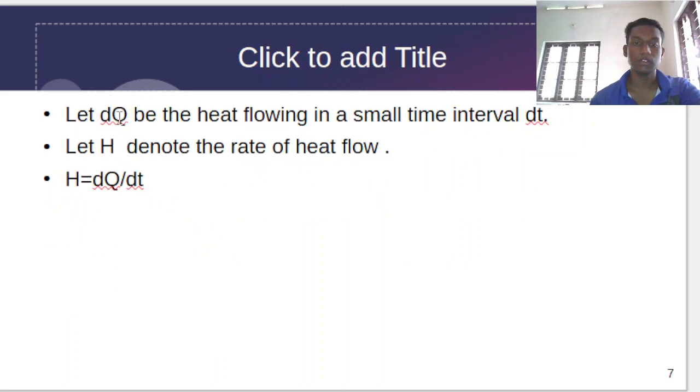and Q denotes the heat, and let dQ denote a small heat flowing in a small time interval dt. Let H denote the rate of heat flow, so H is equal to dQ by dt.